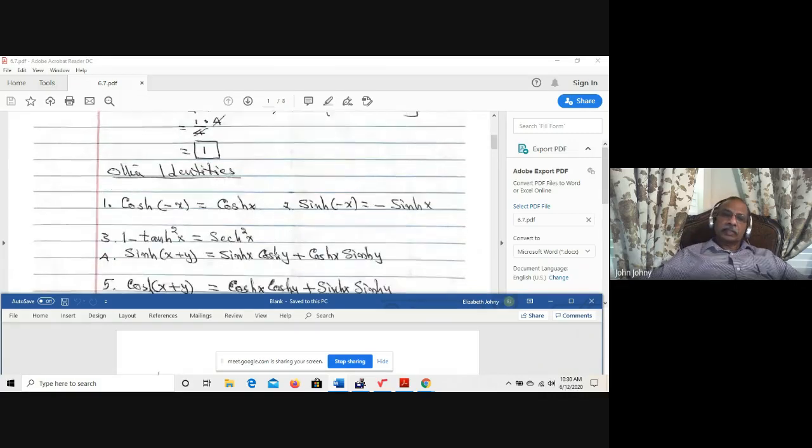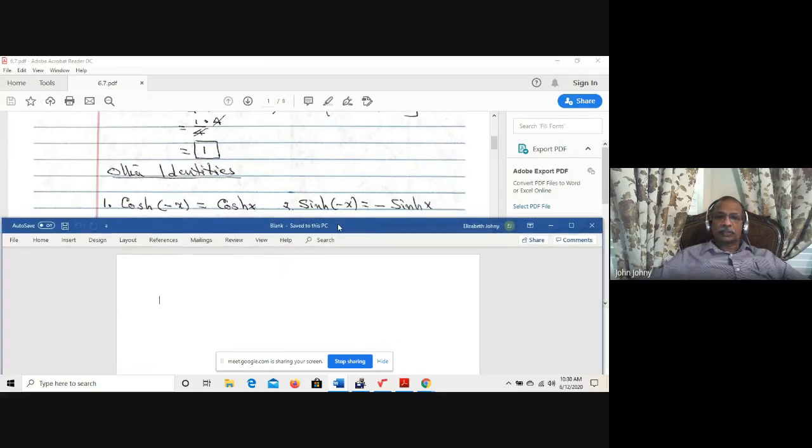Then there are some other identities. Cosh negative x is equal to cosh x. That means cosh x is an even function. Sinh negative x is equal to negative sinh x. Sinh x is an odd function.